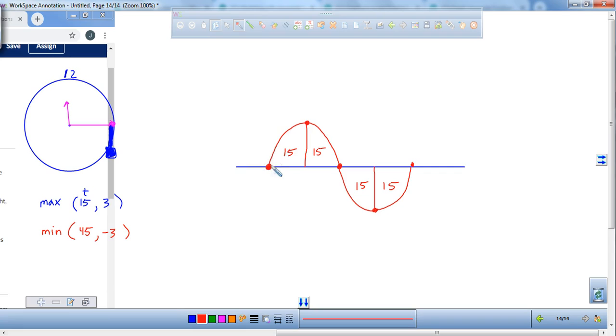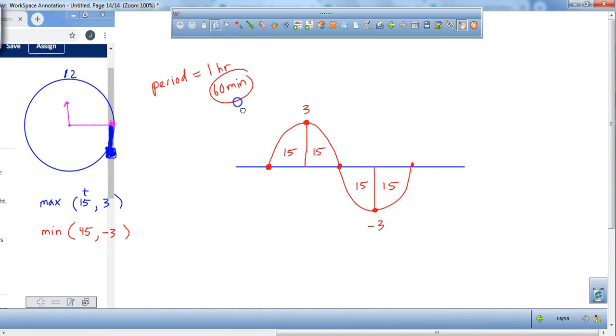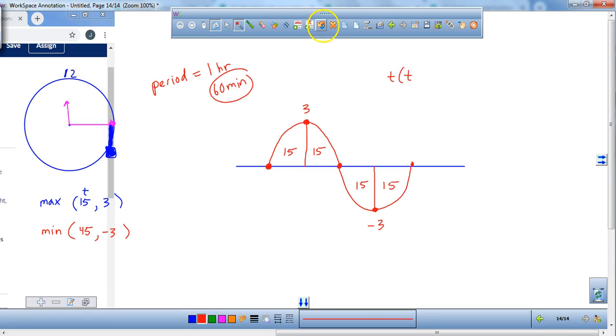And so what they're saying is, basically the period is an hour. So the period is 1 hour, also known as 60 minutes. It reaches a maximum height of 3 and a minimum height of negative 3, and it happens at 15-minute intervals. Each of these is a quarter all the way through. So that's going to help me build my function. When I build my function, I think it's T of t.